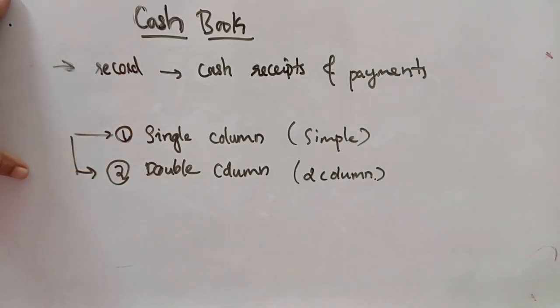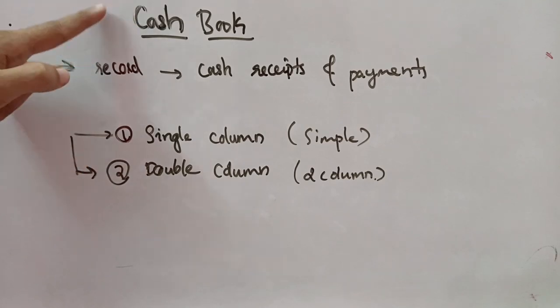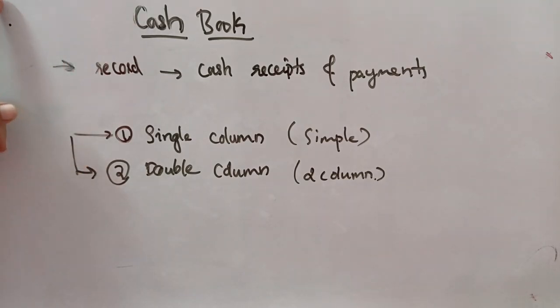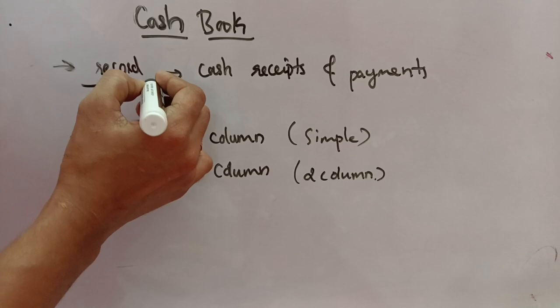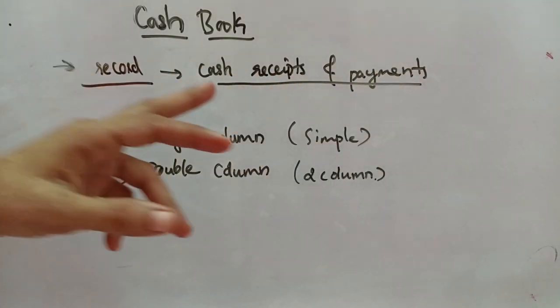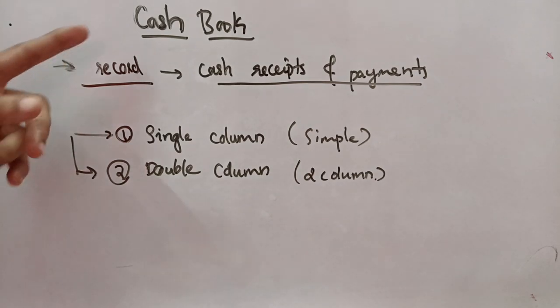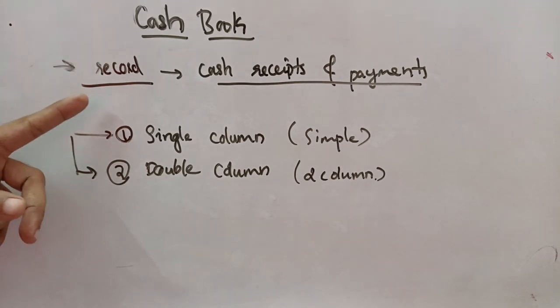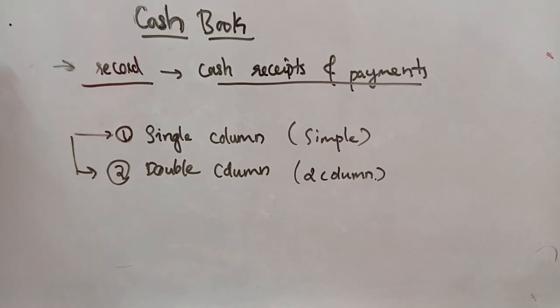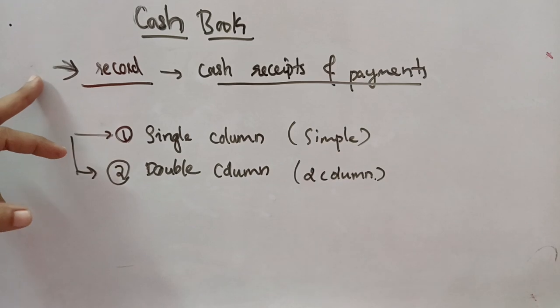Now we can discuss the cash book. The cash book is a special journal which is used for recording all cash receipts and cash payments. The cash book is a kind of book of original entry or prime entry, because all cash and bank transactions are recorded here for the first time in chronological order. That is why the cash book is called a book of prime entry.